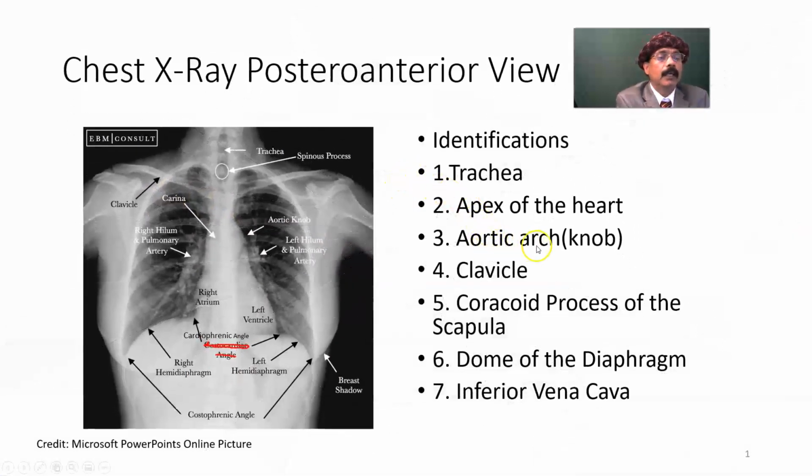Then the aortic arch or aortic knob. This is the aortic arch, also called the aortic knob. Even some radiologists say aortic knuckle. This is the arch of the aorta. Underneath the arch of the aorta, we'll get the pulmonary trunk and left pulmonary artery.